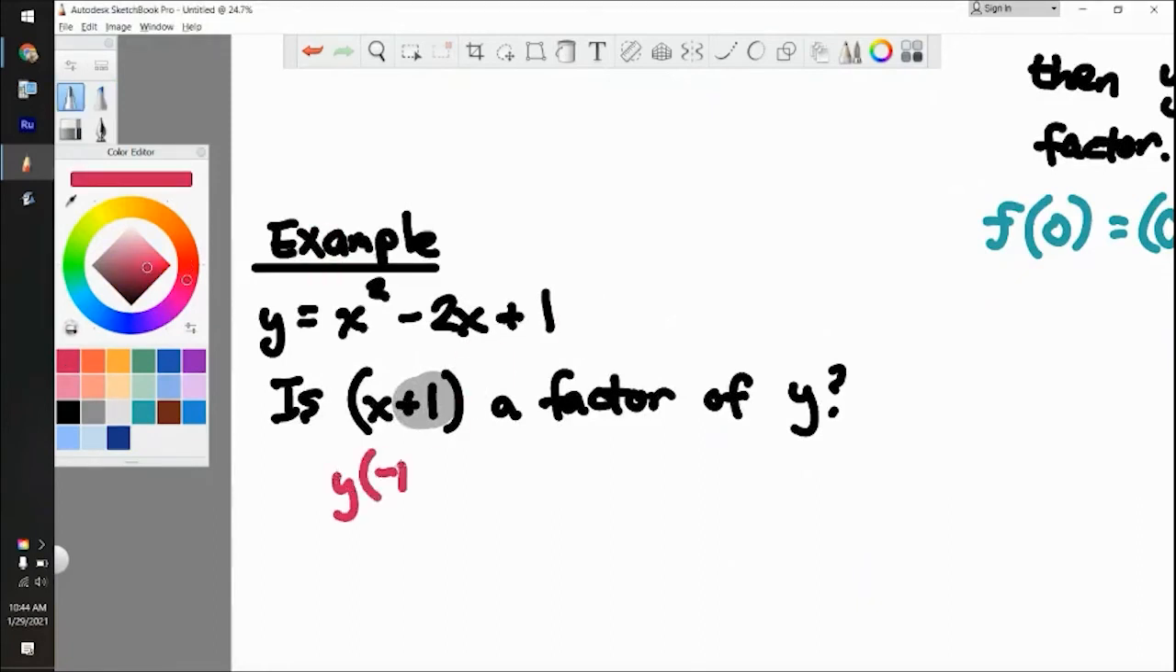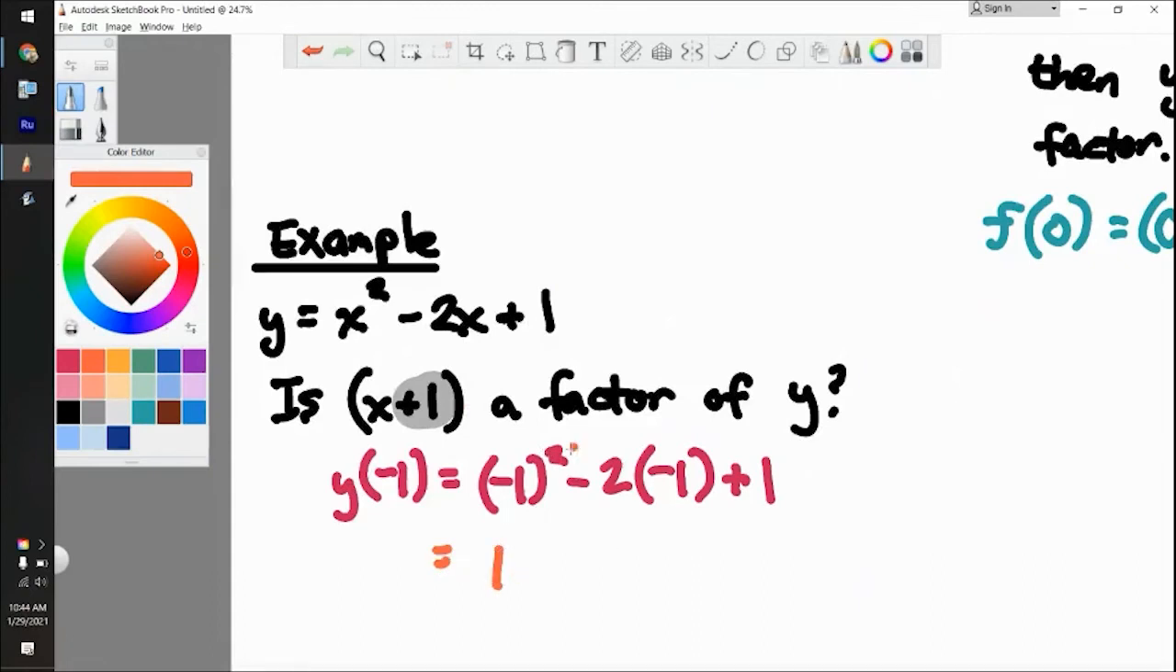So y of negative 1 is equal to negative 1 squared minus 2 times negative 1 plus 1. Okay, work all this out. Again, you can use your calculator if you want. 1 plus 2 plus 1 is 3. So your answer would be what for if this is a factor? No, thank you. The answer would be no. Okay, and the reason why is because that's not 0. If it was equal to 0, then it's a factor.